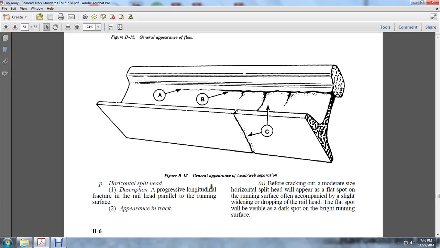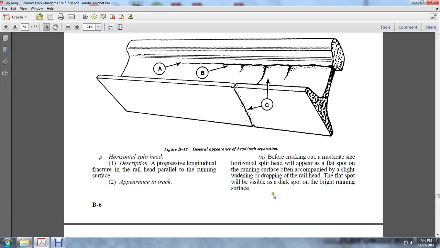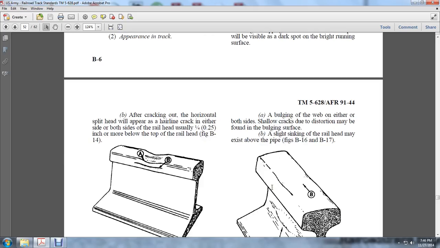Horizontal split head: a progressive longitudinal fracture in the rail head parallel to the running surface. Appearance in the track: before cracking, a moderate-sized horizontal split will appear in a flat spot of the running surface, accompanied by a slight widening and dropping of the rail head. The flat spot will be visible as a dark spot in the bright running surface.